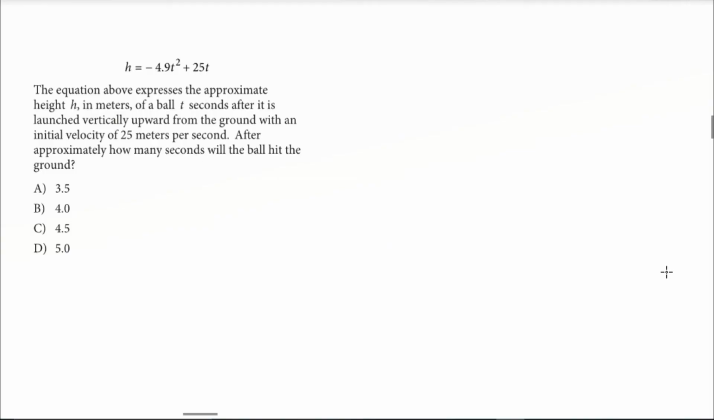Hello everybody. Today we have an SAT algebra problem. This problem is related to quadratic equations and actually parabolas. Please read it and then we will solve it together.